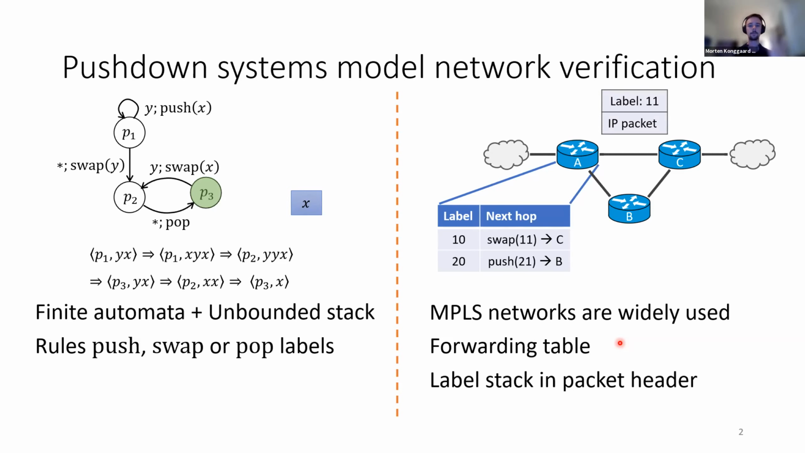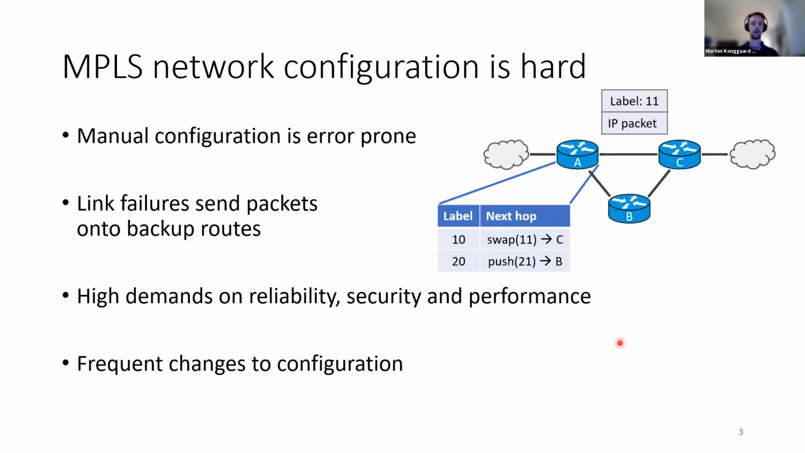So clearly there's some similarity between these two, and we'll argue that we can use pushdown systems to verify properties about these MPLS networks. Now, why do we want to do this? These networks are often manually configured, and this tends to be error prone. You regularly hear that human error was the root cause of some network outage. And the reason it can be hard is that link failures can send packets onto a backup route, and if you have multiple link failures, it can be hard to reason about how the network behaves.